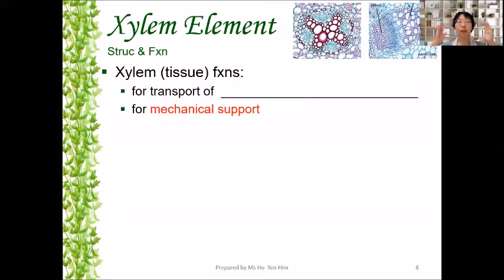Okay, so now we want to look at the function of the xylem. That means you're referring to the tissue. So what is the function of the xylem? Xylem is for the transportation of water and dissolved mineral ions. You know that the water comes from the soil, and inside the soil there are a lot of mineral ions, like nitrate, ammonia, iron, phosphate, etc. All these mineral ions will dissolve in the water and therefore can be transported together with the water into the plant body. So xylem will carry them.